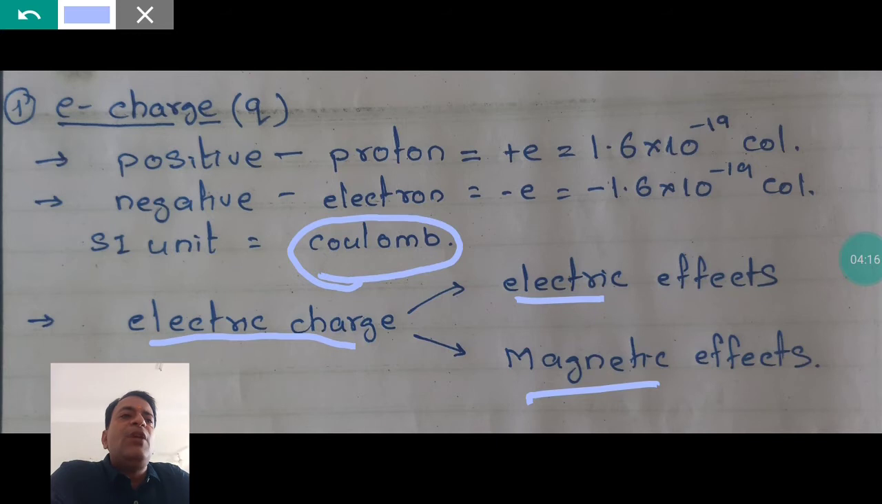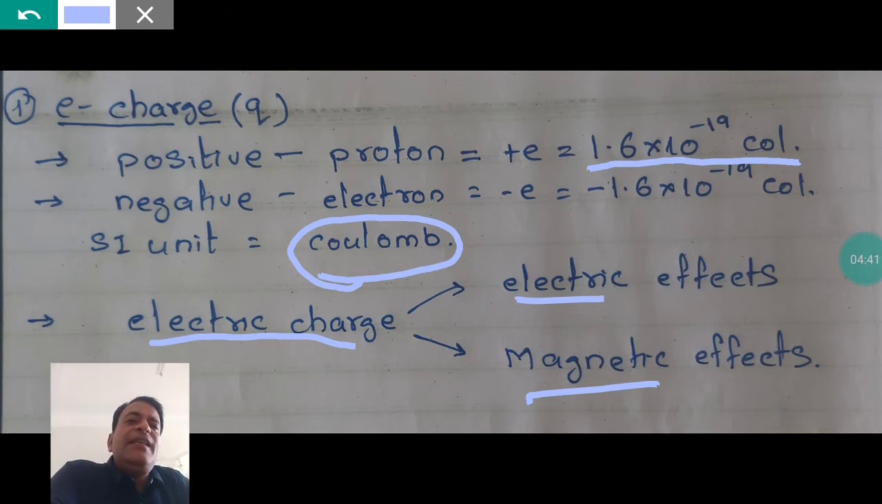In numbers it was 1.6 into 10 to the power minus 19 coulomb. You can see how small that number is. I have written this in scientific notation. You are also supposed to learn this charge in scientific notation, but if you write it without scientific notation, it will be 0.0000 followed by 18 zeros after the decimal.